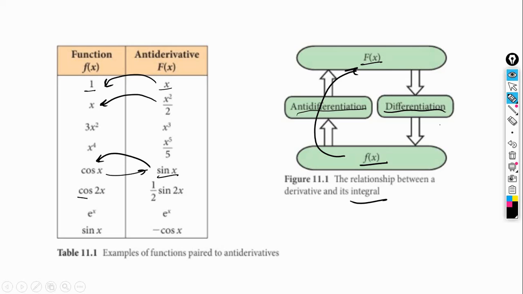If we have cosine of 2x, the antiderivative would be 1/2 sine of 2x. With Euler's number, because Euler's number to the x, if you do the derivative of that, it's going to be Euler's number to the x. Therefore, the opposite is also true. The integration of e to the x will be e to the x. With sine of x, the integration or the antiderivative is going to be negative cosine of x. Why? Because if you do the derivative of negative cosine of x, you're going to get sine of x.